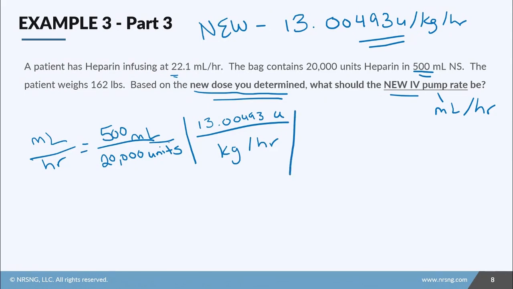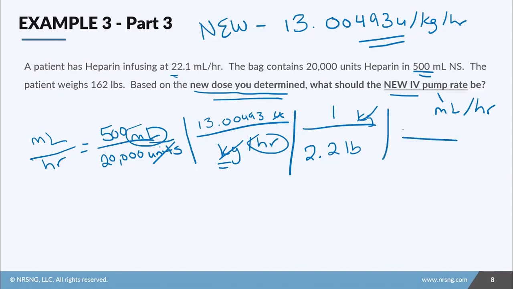Okay. Cancel units. We have our milliliters, we have our hours, we have the kg hanging out. So do we know anything about kg? Nope, but we can convert. 1 kg, 2.2 pounds. Cancel your kgs. Now we need to cancel our pounds. The patient weighs 162 pounds. All right, we've canceled kgs, canceled pounds, canceled units. We're left with milliliters per hour.